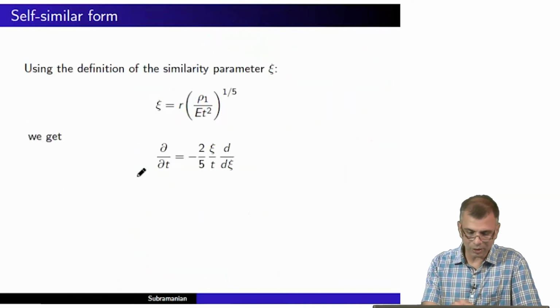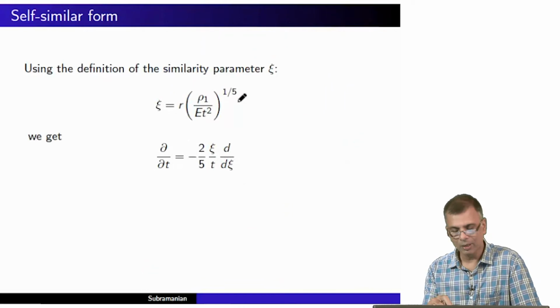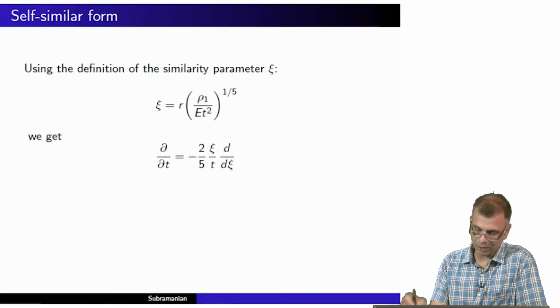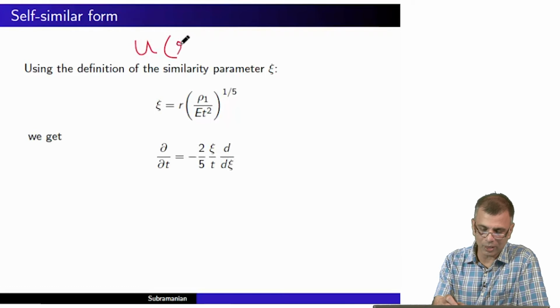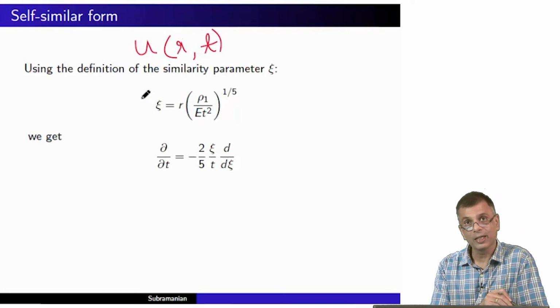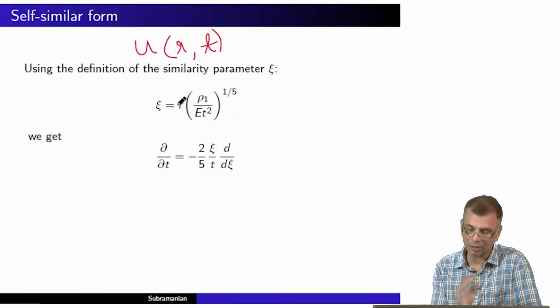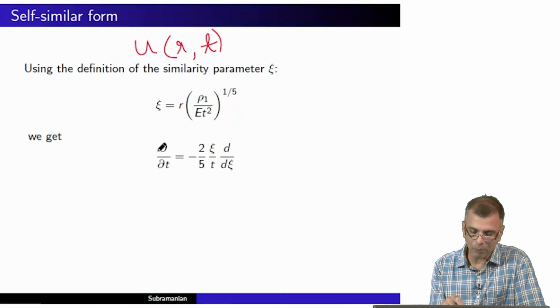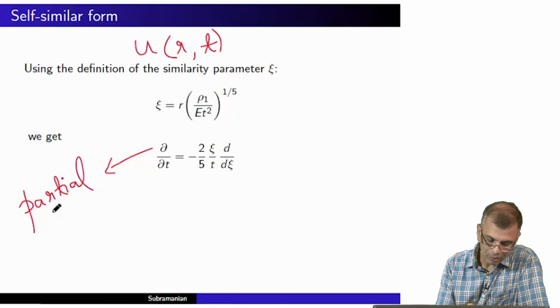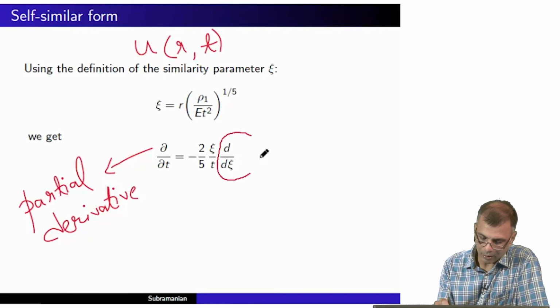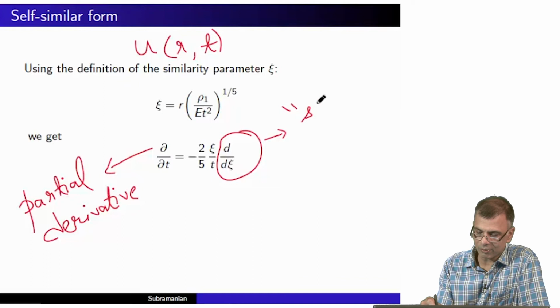So now, using this dimensionless variable, let me write this again. U, for instance, or for that matter, density and pressure, all of those are functions of both R and T. Okay? And so is Xi. Xi is also a function of R and T in this particular combination. Therefore, a partial over partial T would be something like this. This is a partial derivative, whereas what is this? This is a straight derivative, not a partial one.